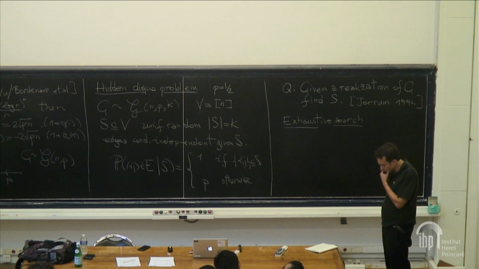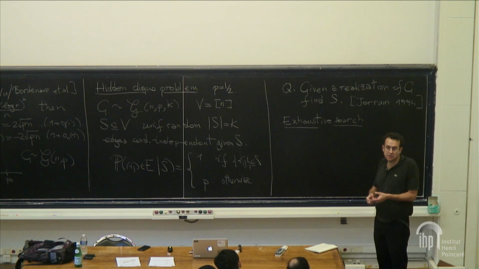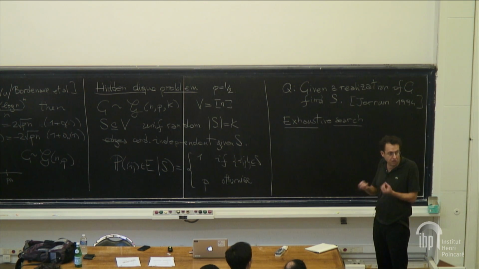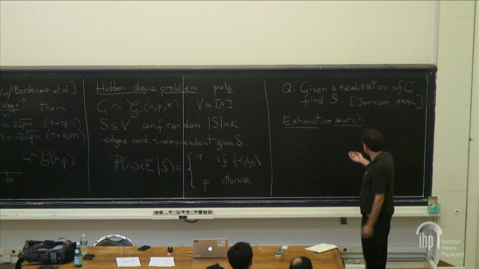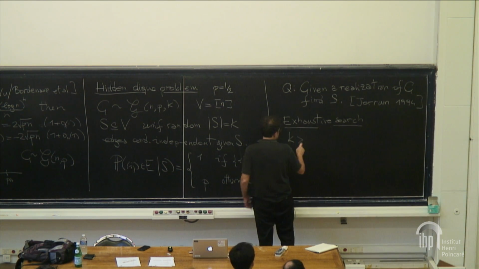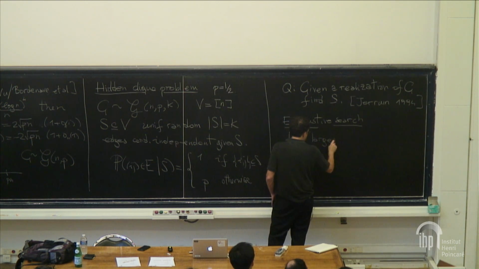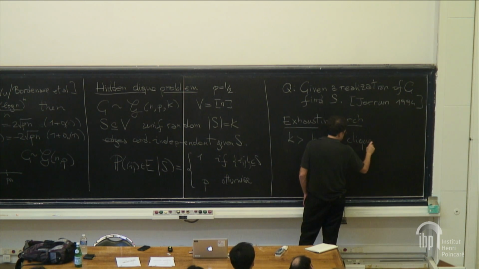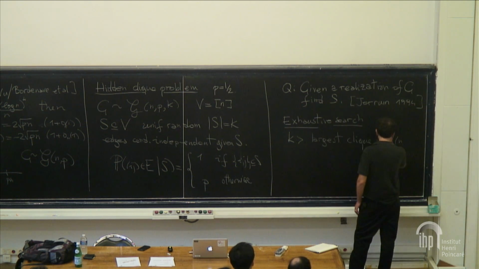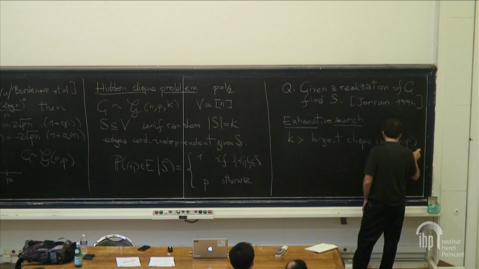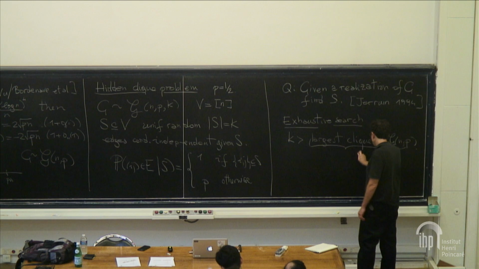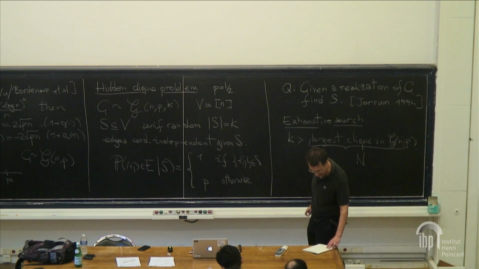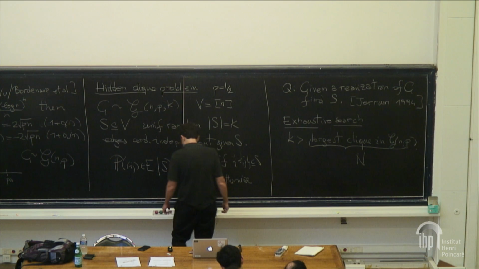Well, one thing that you might want is that it doesn't find a clique that is there purely because of randomness, because you have k vertices that because of the noise they are all connected together. Okay, so for sure you want k to be bigger than the largest clique in G(n,p). Okay, the size of the largest clique in G(n,p). So let's call this N, and let's try to understand how big this N is.